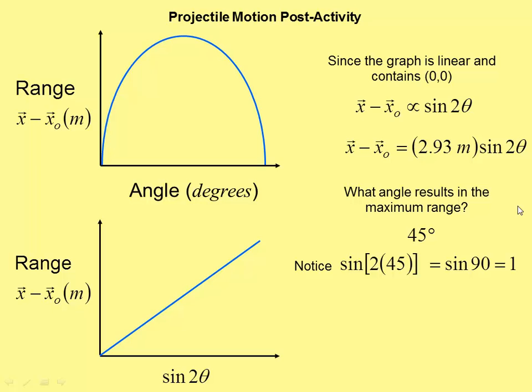Now, notice here that it works with our equation. The sine of 2 times 45 is the sine of 90, which is, of course, 1. And that's the biggest that the sine of 2 theta can be. So 45 gives us the biggest result in this equation.